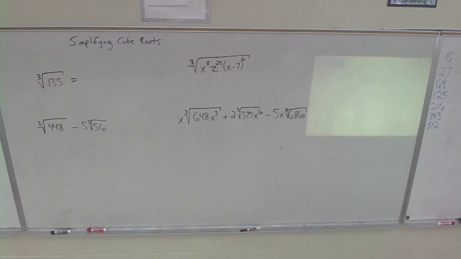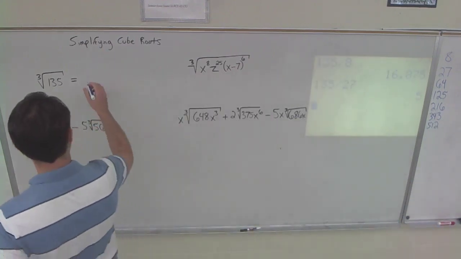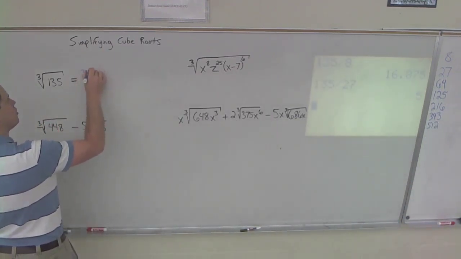So I want to do 135. Should we test 8? You think 8 goes in? It's possible. But should we try 27? Yeah, let's try it. Totally worked. So in other words, 135 you can write as the cube root of what?